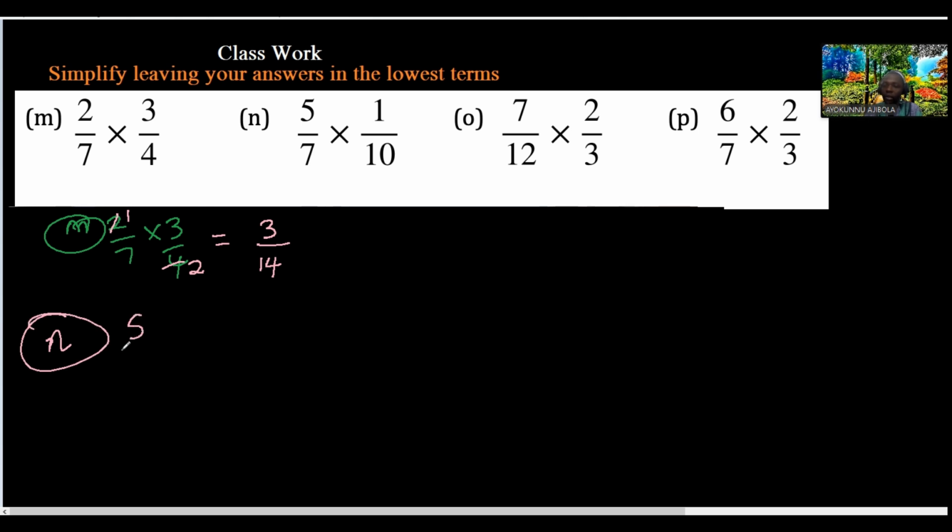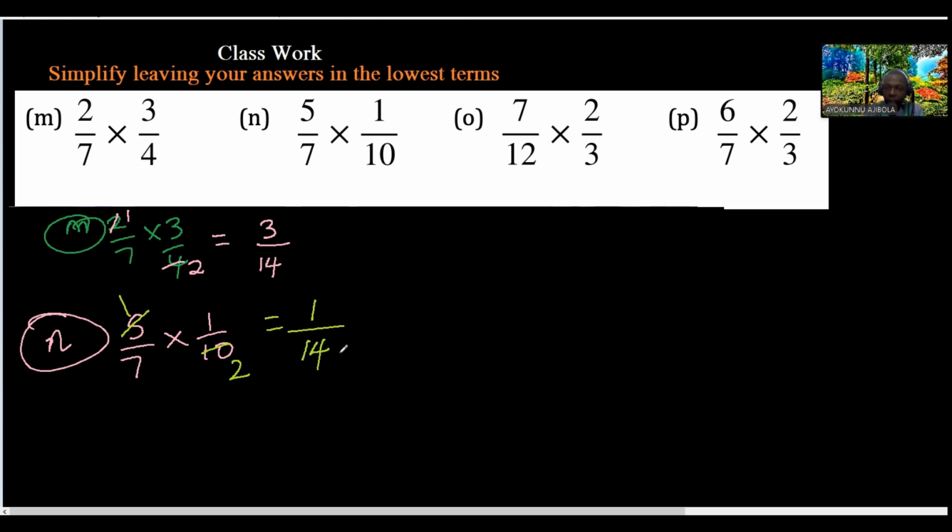So this is 5 over 7 times 1 over 10. So what numbers should divide themselves? From top to bottom, what numbers should divide themselves? 5 and 10. So 5 here 1, 5 here 2. So what am I supposed to do now? Multiply the numbers above. What do you have? 1 times 1, which is 1. Okay. And the one below? 7 times 2, which is 14. And that's correct. So now you know why your answer wasn't correct, right?